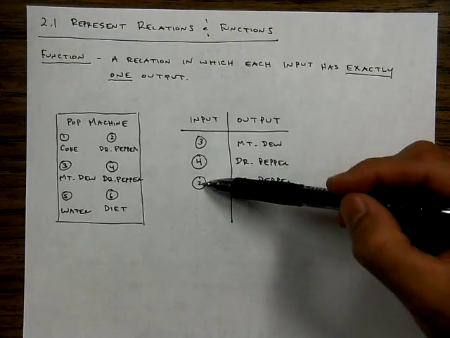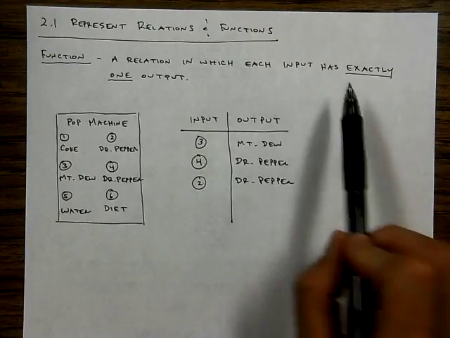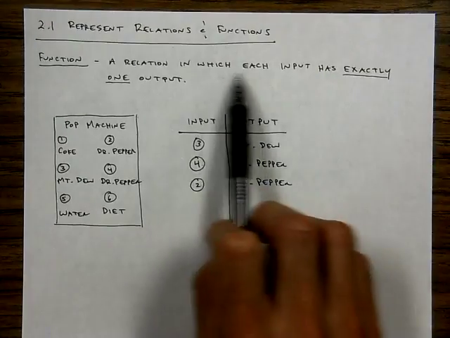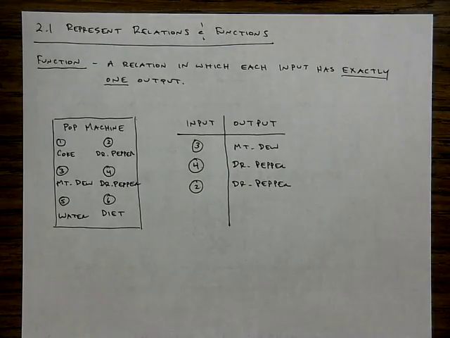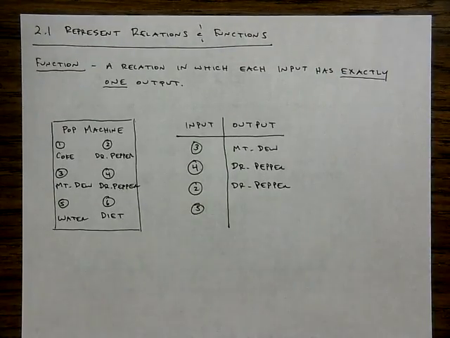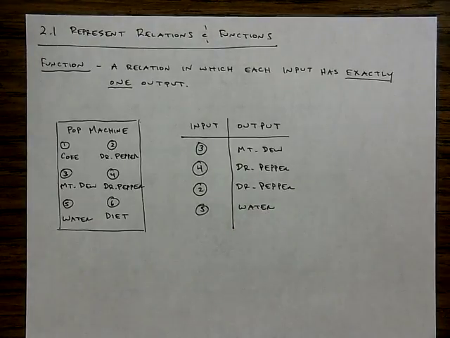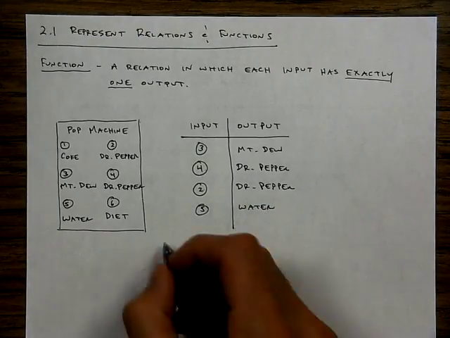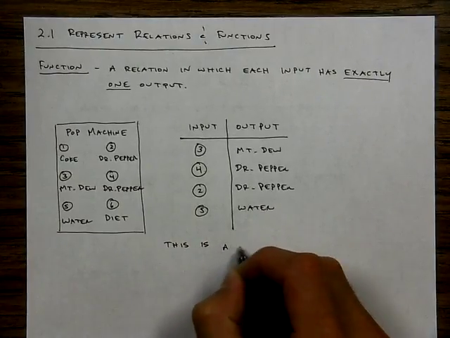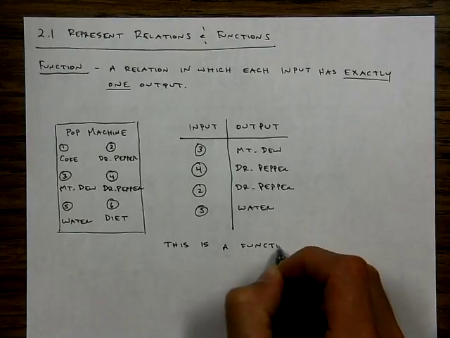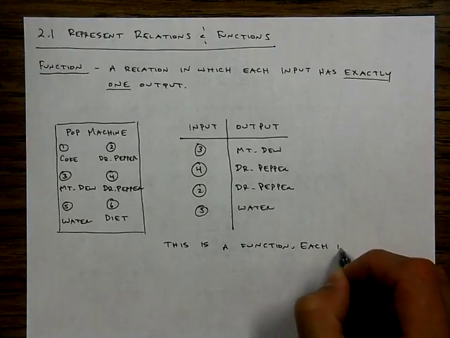Now again, that's still a machine that's functioning. Even though I hit different buttons here, I get the same outputs, but these are different inputs. So going back up to my definition, each input has exactly one output. So it is okay to have a repeating output. And then someone hits number 5, and they get water. So what I'm going to write down as my conclusion is this is a function. Each input has exactly one output.